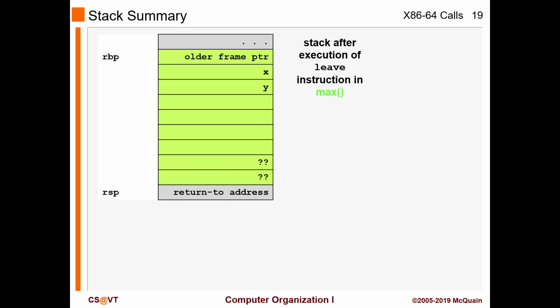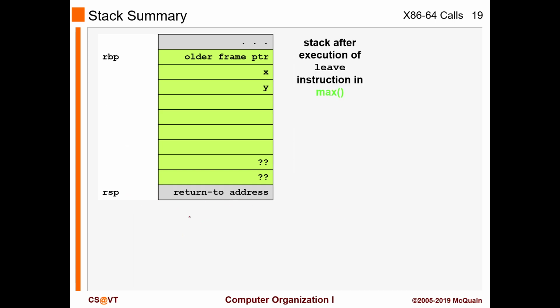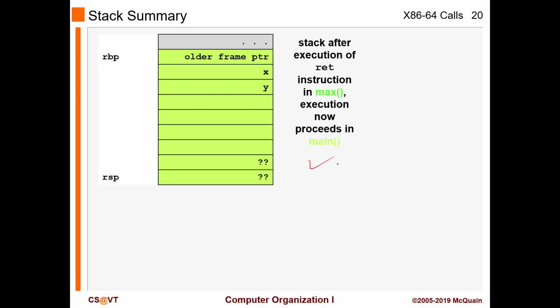After we hit the leave, what it's going to do is pop the whole thing, and RBP is going to go back over here, RSP is going to go back over here, and then PC gets this value and knows where to go back. Okay, so this is what the stack looks like after the leave.